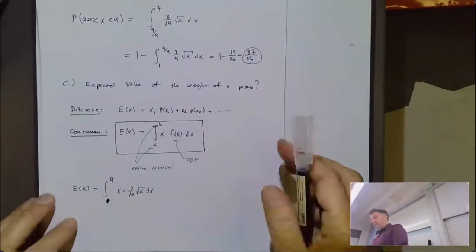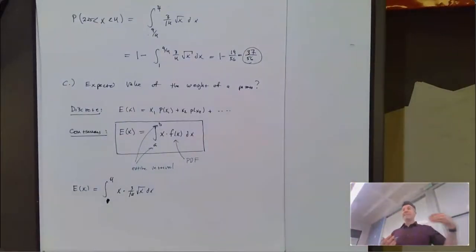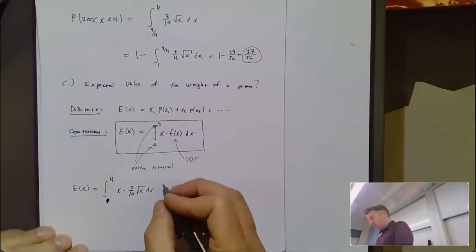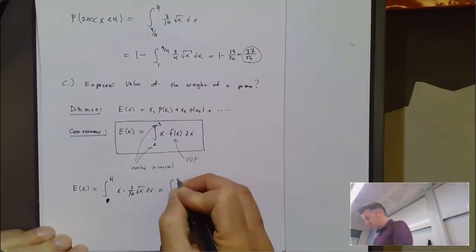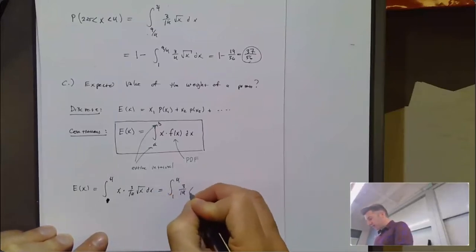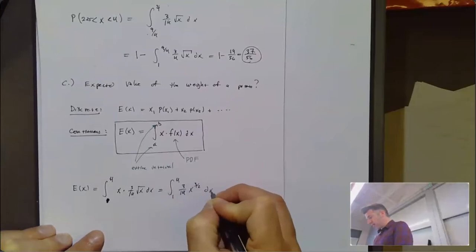Another word for this is a weighted average, right? When you're finding an average or an expected value, it is a weighted average, meaning each value is getting multiplied by its probability. Each value x multiplied by its probability, 3/14 for x. So we're going to simplify this. X times x to the 1/2 is x to the 3/2. And then we're going to integrate.